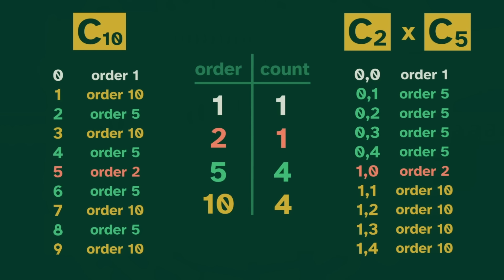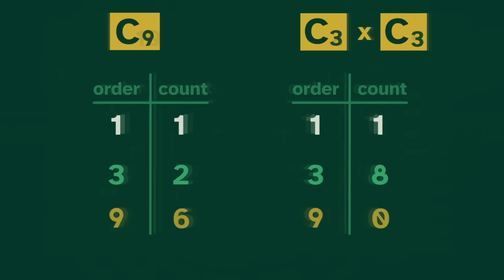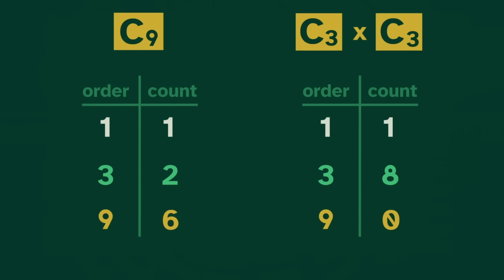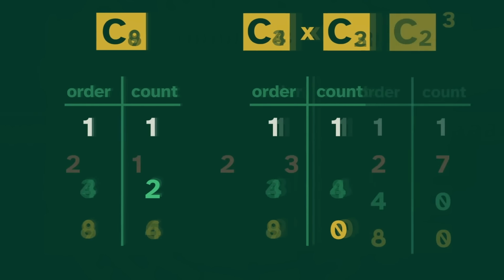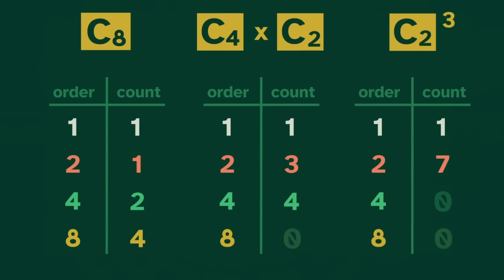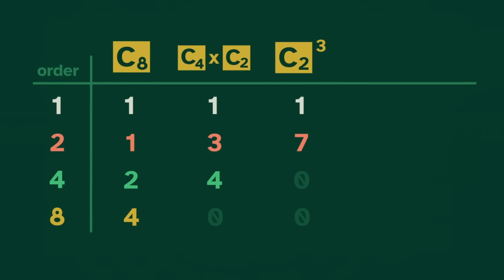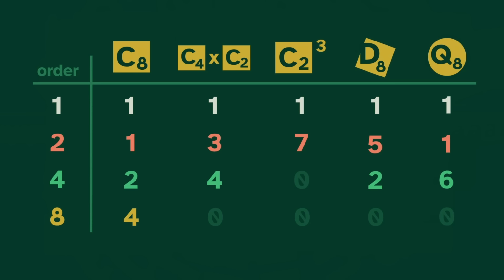What about the groups we saw earlier? Why didn't we check the counts then? They were all just different anyway. Ugh. C9 has 6 elements of order 9, but C3 times C3 doesn't have any. And the groups of order 8 also have different counts. If we add in the non-abelian groups of order 8, we see that their counts are different too.